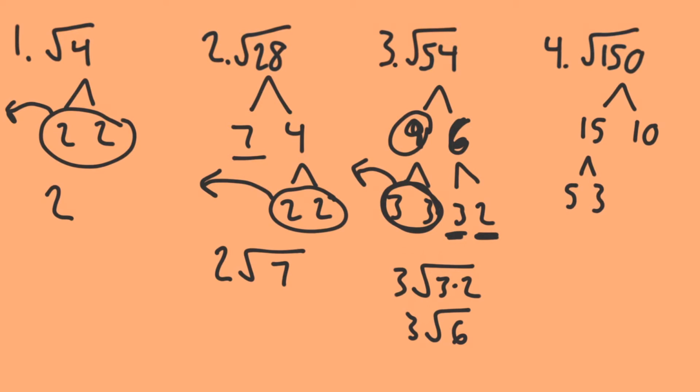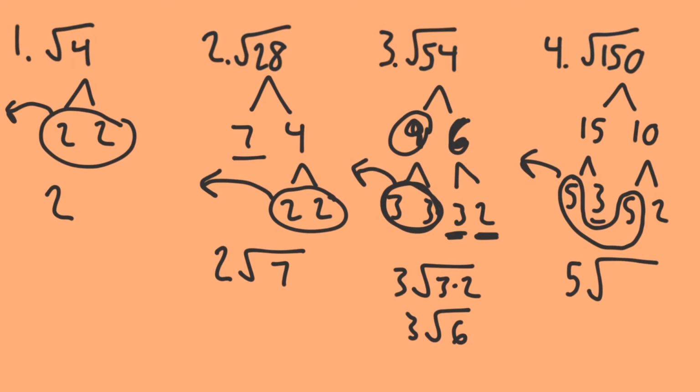15 is 5 and 3, 10 is 5 and 2. That's it. So now look for groups of 2 numbers. Here's a 5 and a 5. So we can bring that out front. That's a 5. Square root of, we're still left with a 3 times 2. Here's a couple harder ones.